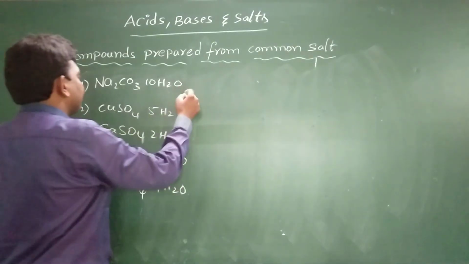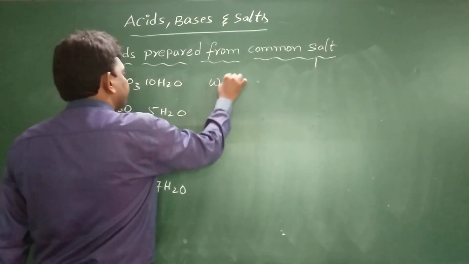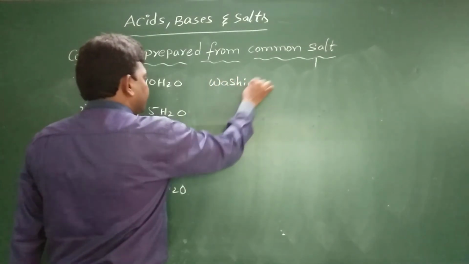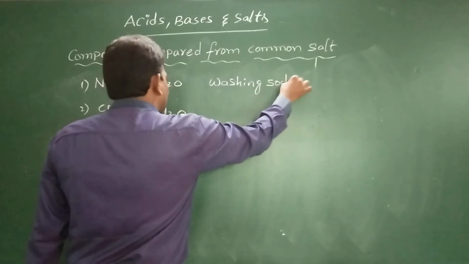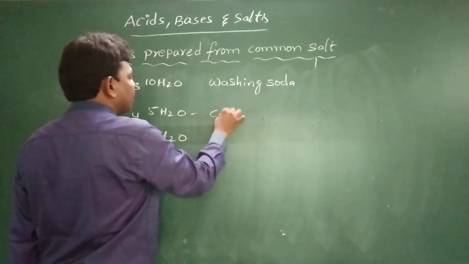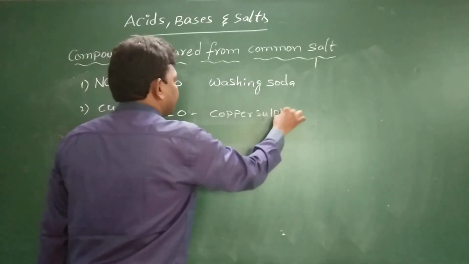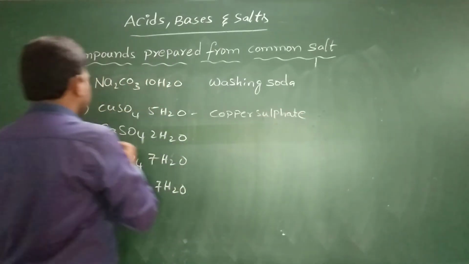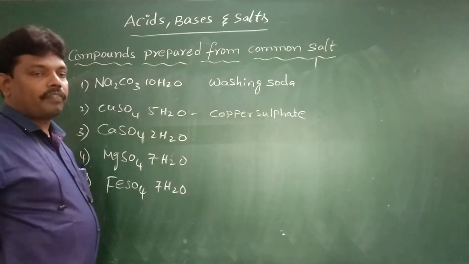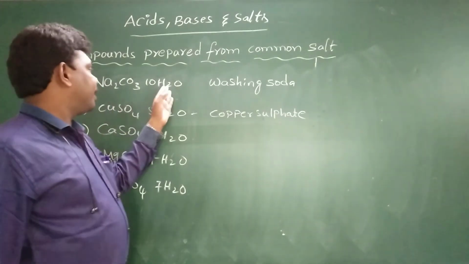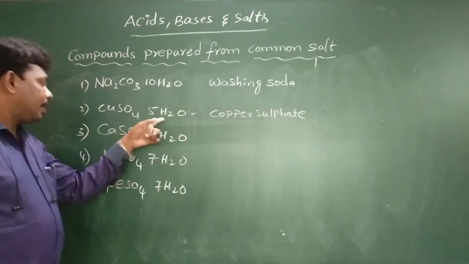Now what is this name? This is called washing soda. You know that. And this one is copper sulfate. Full name is copper sulfate pentahydrate. Sodium carbonate decahydrate. Copper sulfate pentahydrate.